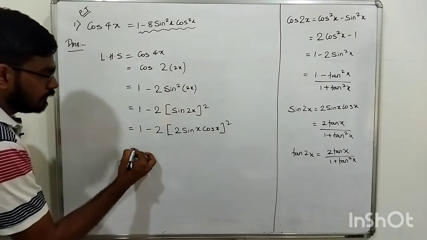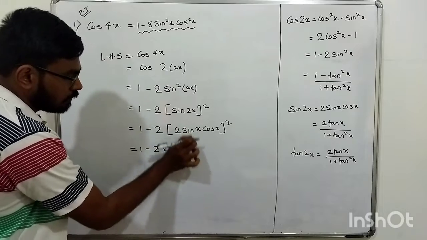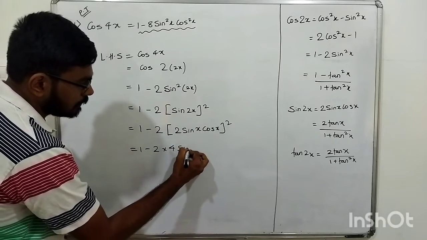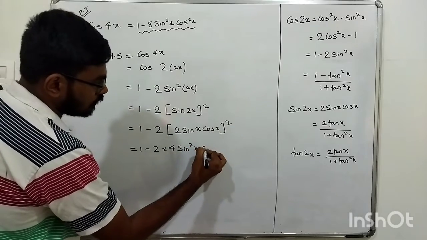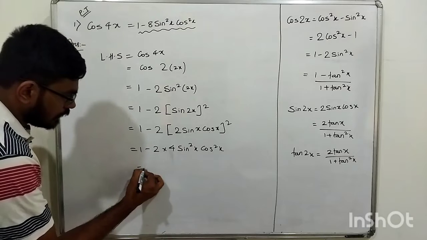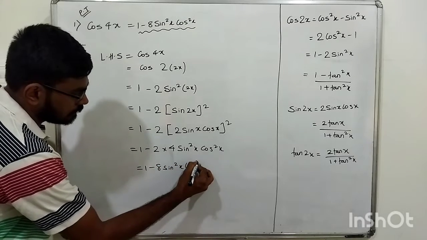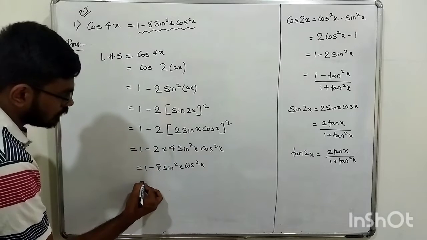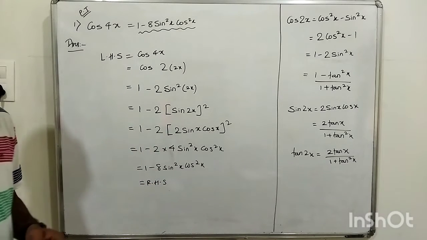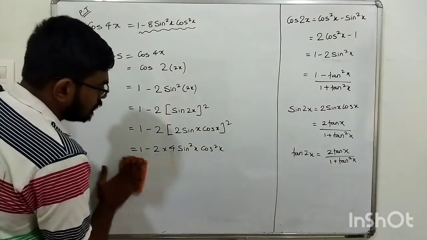What will we get? 1 minus 2 into 2 square, which is 4, sin x square, so sin square x, and cos x square, so cos square x. 2 times 4 is 8, so 1 minus 8 sin square x cos square x, which is equal to RHS. So we have proved it here. We solve it this way. One more problem we'll do based on this.